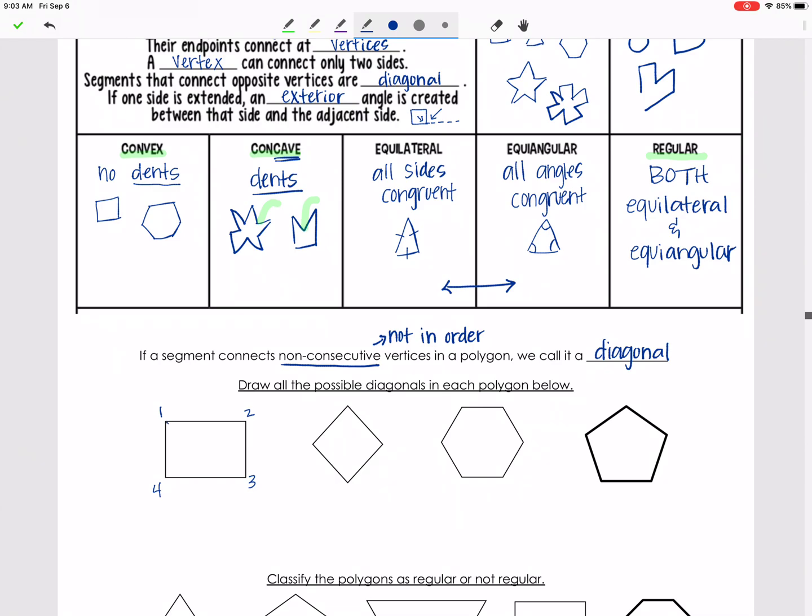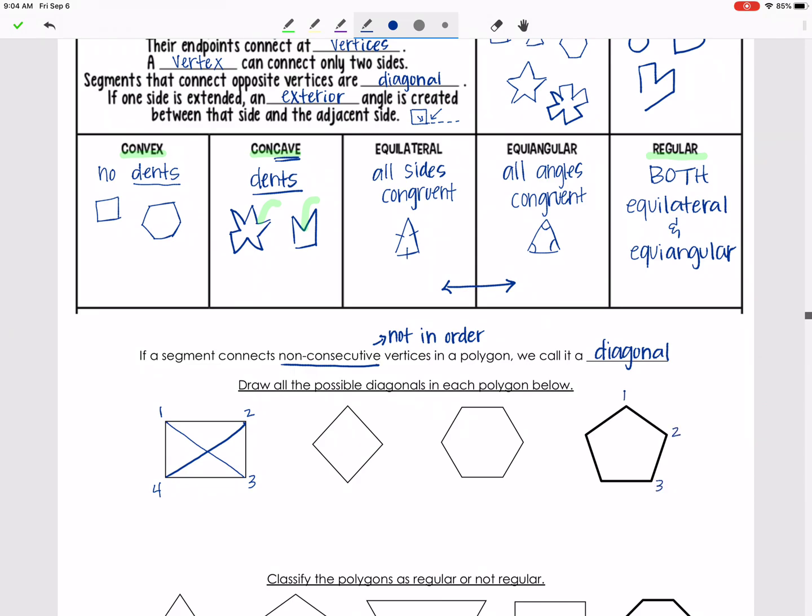However, 1 and 3 would be non-consecutive, so that would be a diagonal. 2 and 4 would also be non-consecutive, so that would also be a diagonal. Okay? Let's skip over to the pentagon at the end.